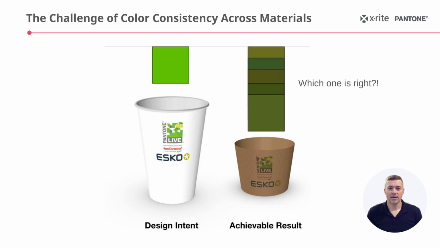I can accept that brown craft material won't allow a perfect match, but how do I determine which ink formulation is the right one? And what happens if I switch to a new supplier or print in a different location? What will their version of this color look like?